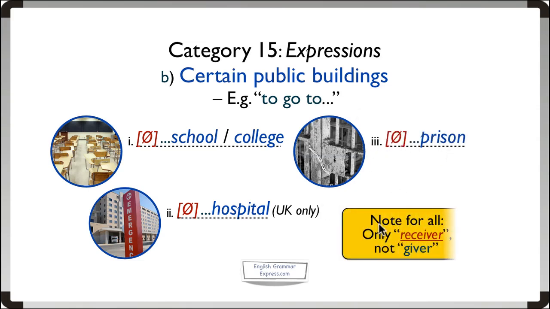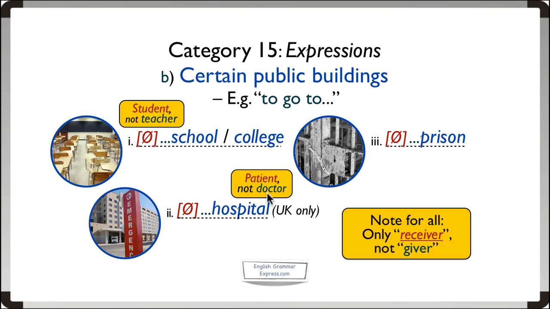Now, remember, for all of these examples, we only use zero article, so to go to school, to go to hospital, to go to prison, when the person going is the receiver and not the giver. What I mean is that a person who goes to school is a student, not a teacher. They are the receiver of the service of schooling, of lessons. Similarly, with hospital, if I go to hospital, I am the patient, not the doctor. A doctor would go to a hospital or the hospital, probably. And number three, if I go to prison, I am a prisoner, not a guard. So that's zero article for public buildings.